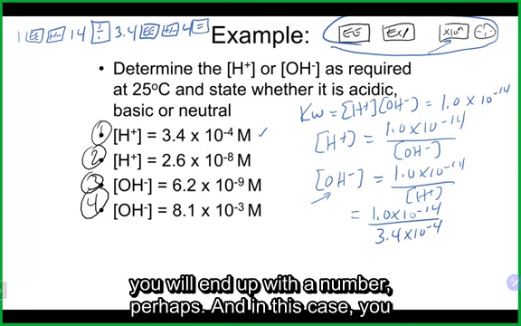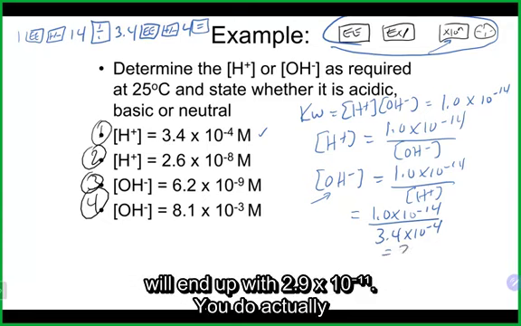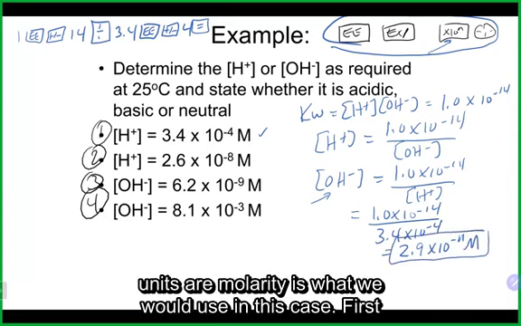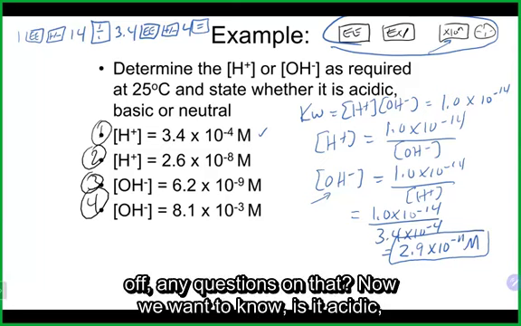And in this case, you will end up with 2.9 times 10 to the minus 11. You do actually need units since this is a concentration, and typically the units are molarity is what we would use in this case. First off, any questions on that?